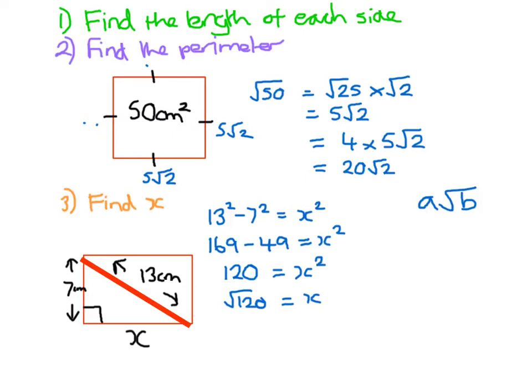So we try and find the square number that goes into 120. And one of the square numbers that goes into 120 is 4. So that's the square root of 4 times the square root of 30. We know what the square root of 4 is, and that's 2 times the square root of 30, which is x.